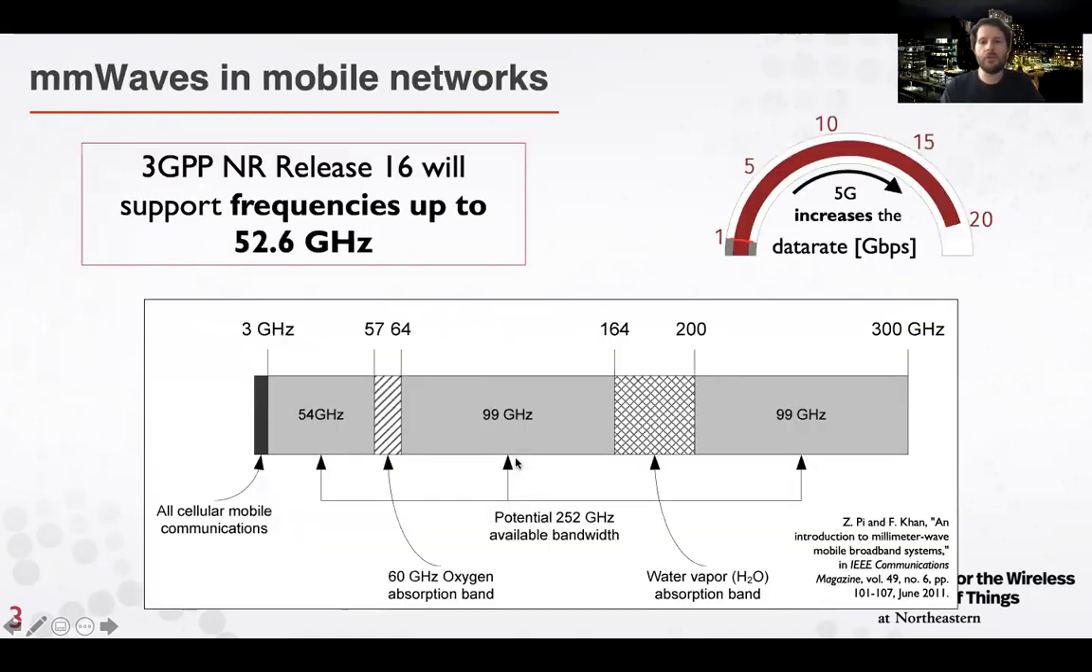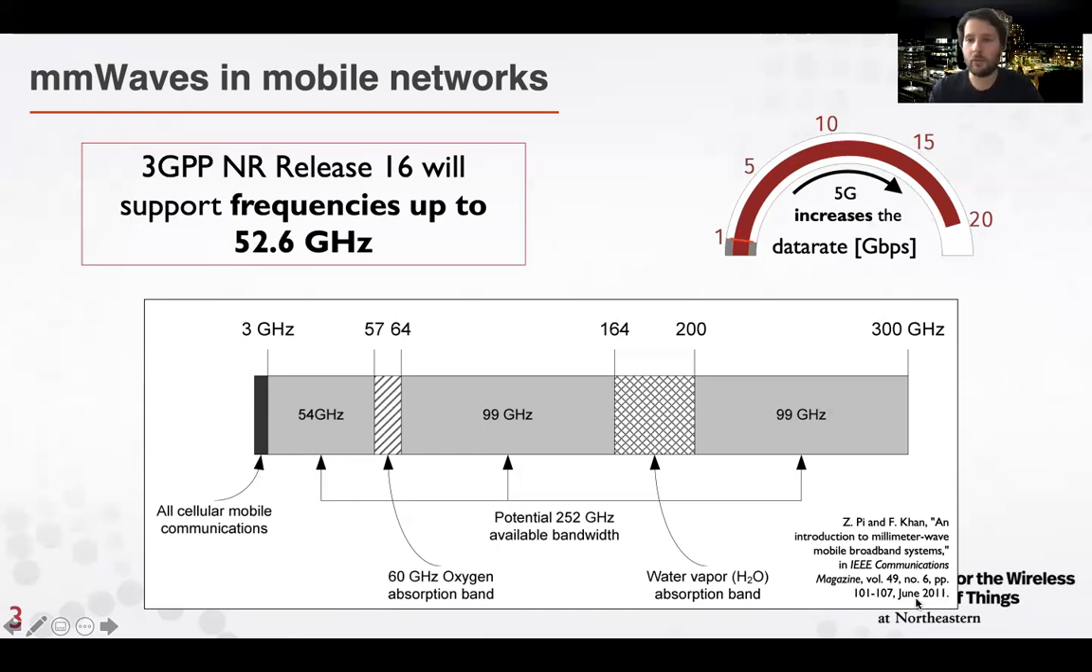So the context in which we operate and in which we develop DeepBeam is that of millimeter wave mobile networks. 3GPP-NR, which is the 3GPP standard for the 5th generation of mobile networks, will support frequencies that go as high as 52.6 GHz with extensions to 71 already planned. This allows to increase the data rate from the 1 gigabit per second peak data rate of LTE to 20 gigabit per second of peak data rate in 5G. And this is due to the fact that at millimeter waves, there is a very high availability of bandwidth.